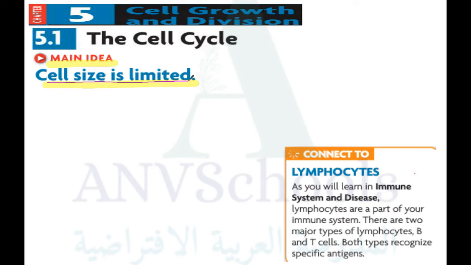So if cells are too small, they could not contain all the necessary organelles and molecules. For instance, a cell with too few mitochondria would not have enough energy to live. Nor can cells grow beyond a certain size, even if surrounded by plenty of nutrients. So cells cannot grow beyond a certain size.